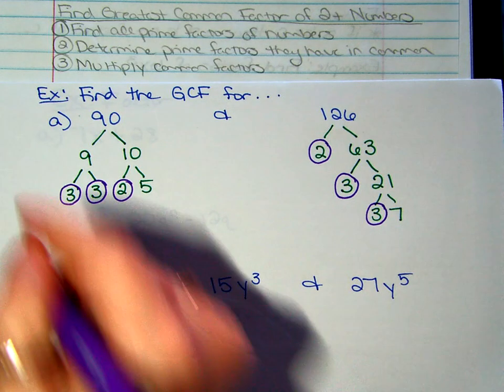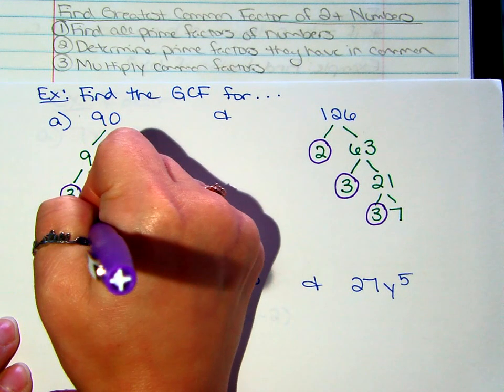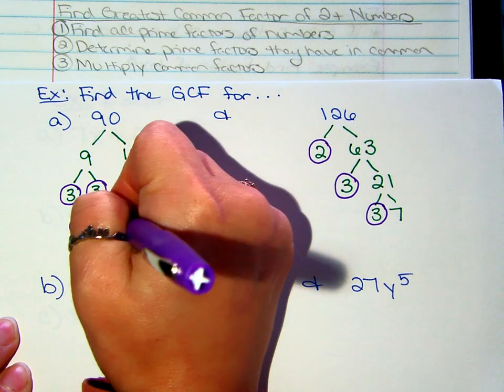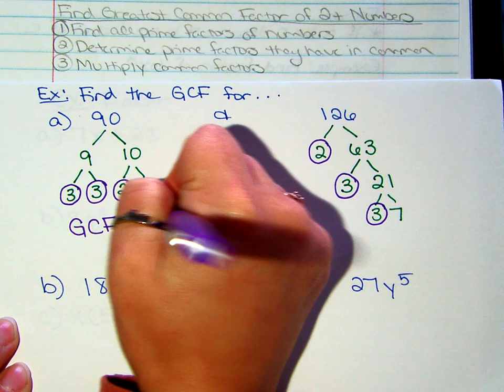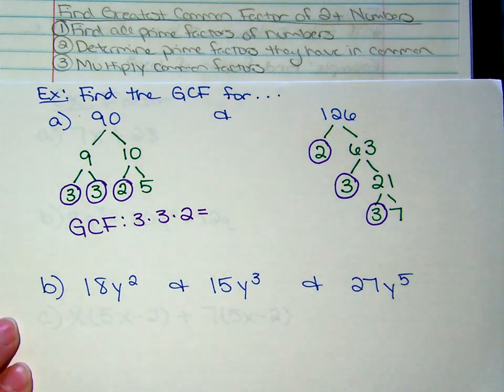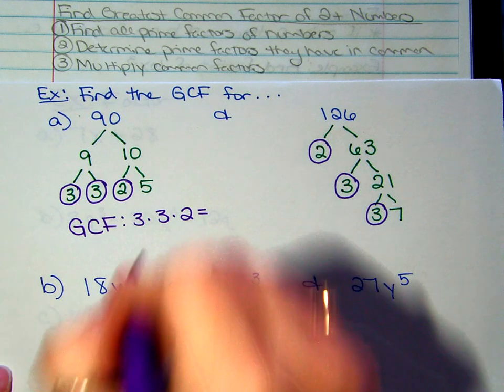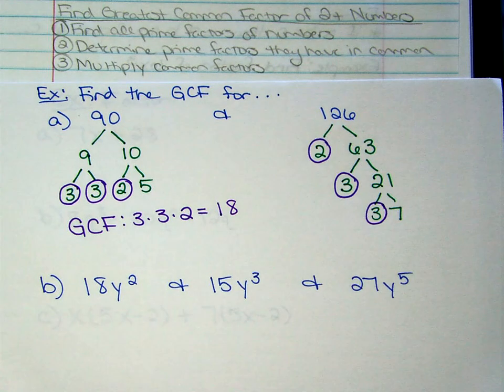So the last step is the multiplication step, where we take 3 times 3 times 2 to determine what the greatest common factor is between 90 and 126. 3 times 3 is 9, times 2 is 18. 18 is our GCF for 90 and 126.